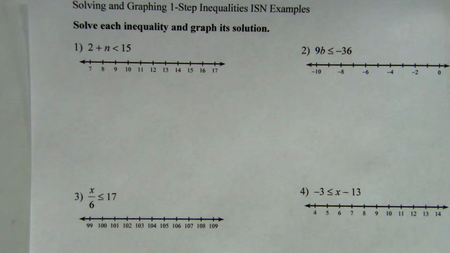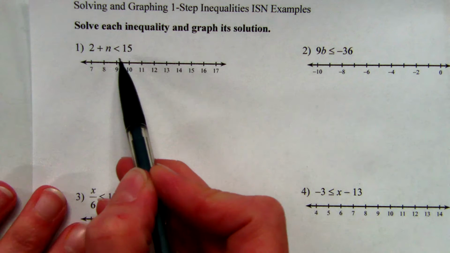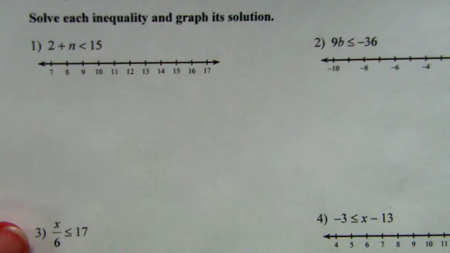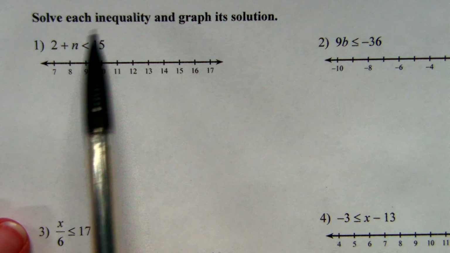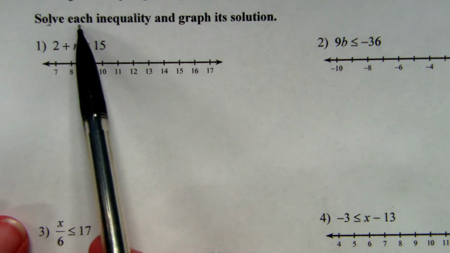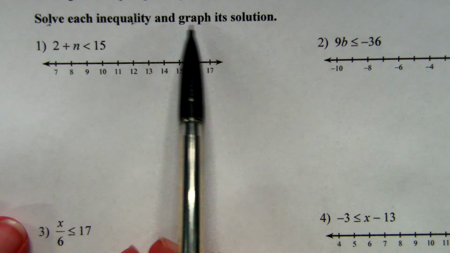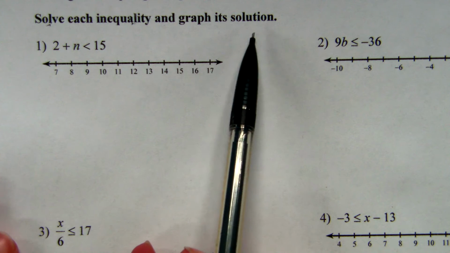All right, we're going to look at one-step inequalities today. These inequalities look like the equations that we've solved in the past, a lot like one-step equations. The big difference is that instead of having an equation with an equal sign, we'll have some less than or greater than signs. So let's look at the directions on our examples. Solve each inequality and graph its solution.